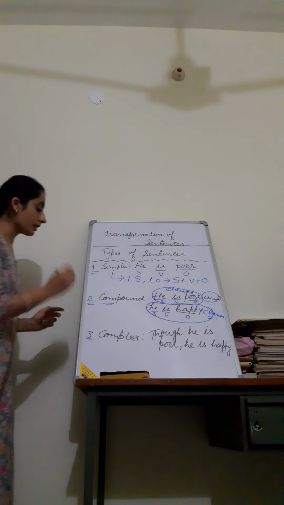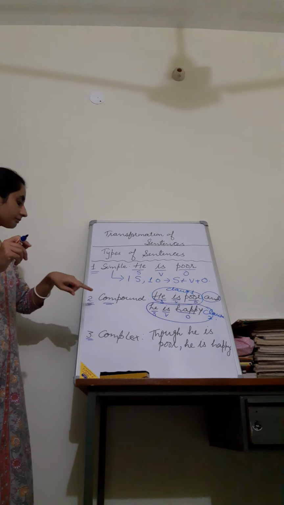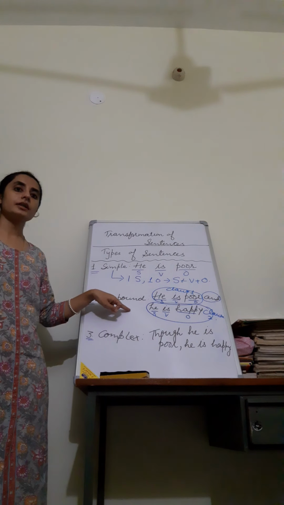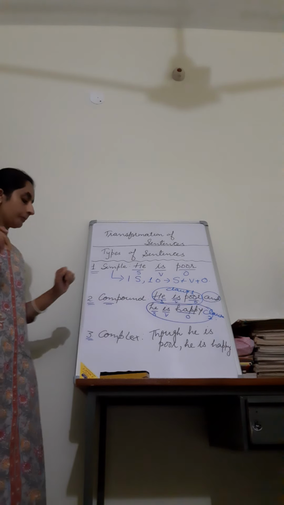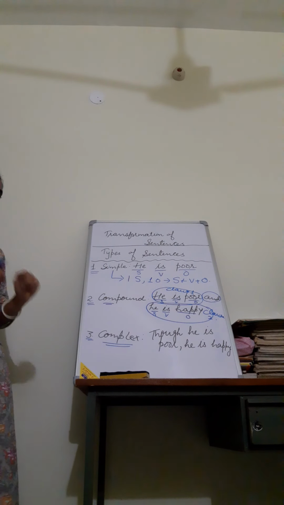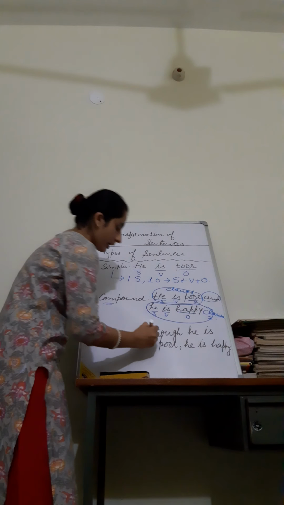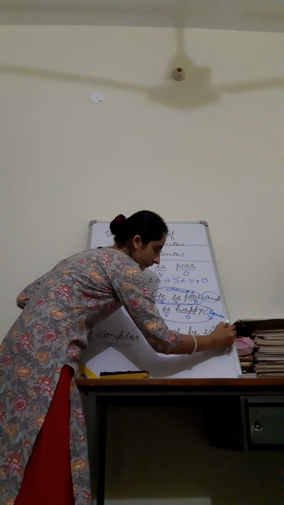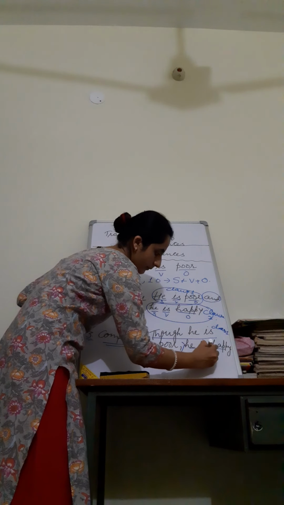Now before coming to the complex sentence, I would like to tell you that compound sentences are called in Punjabi Sanjukt Vak. Next we come to the complex sentence. Here also we have two clauses. Clause 1 and this is clause 2.